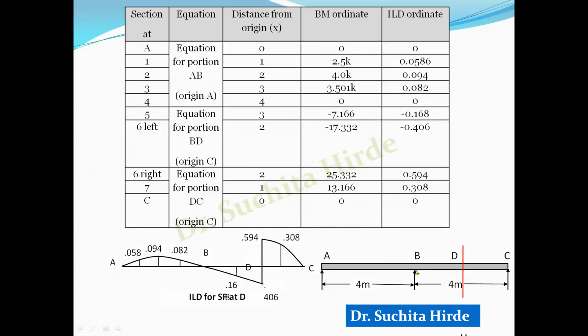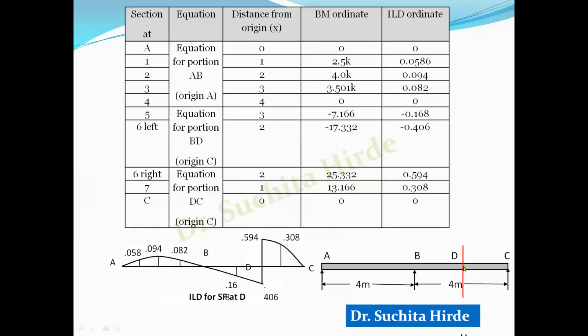Then for portion BD, we have to take two sections. One is here, section number 5, and one is just to the left of D, which is 6, so we write here 6 left. What is the distance of it from C? We are measuring distance from C. So its distance is 3 meter and 2 meter. So we have written 3 meter and 2 meter. Substitute the value of x in the respective equation and get the bending moment ordinate.